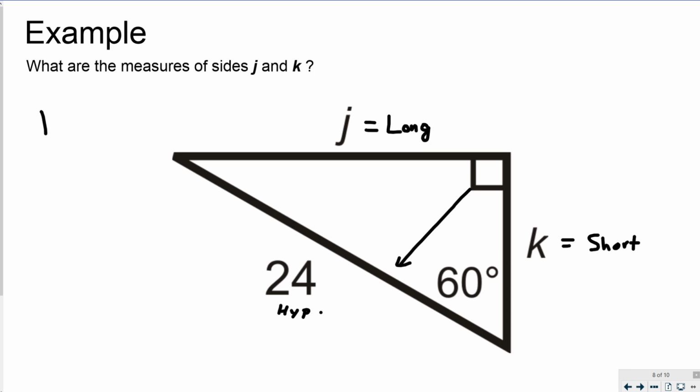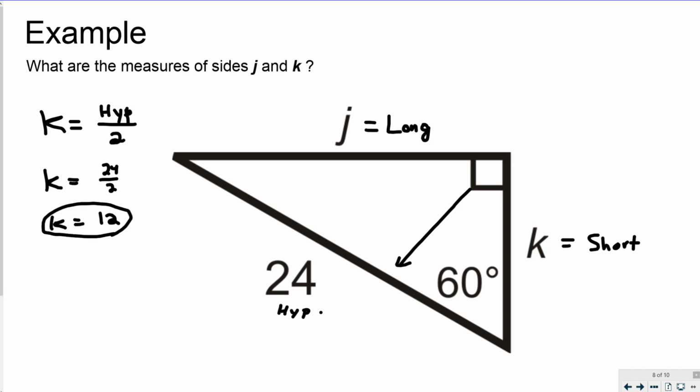So in order to calculate K, I'm going to take the hypotenuse and I'm going to divide it by 2. So if I substitute in the value of the hypotenuse of 24 and put it over 2, I get that K is equal to 12. So I've got one of my sides right there.